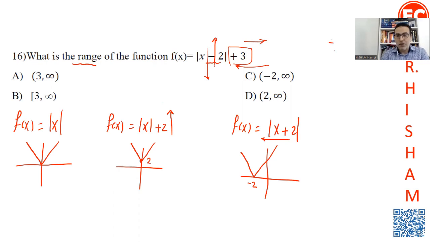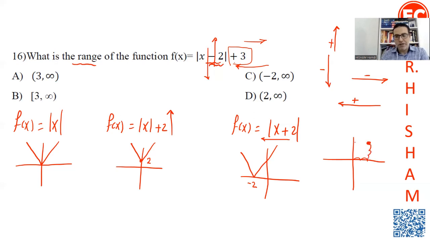If it's positive, you are moving up. If it's negative, you are moving down. If it's positive inside the function, you are moving to the left. But if it's negative inside the function, you are moving to the right. So generally, in this function, negative 2 means that I move to the right 2. Positive 3, I shift up 3.